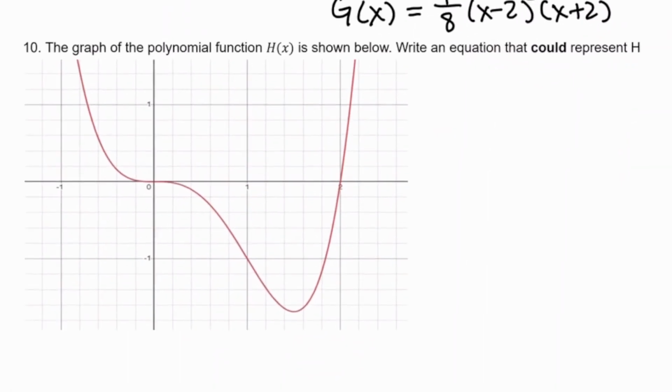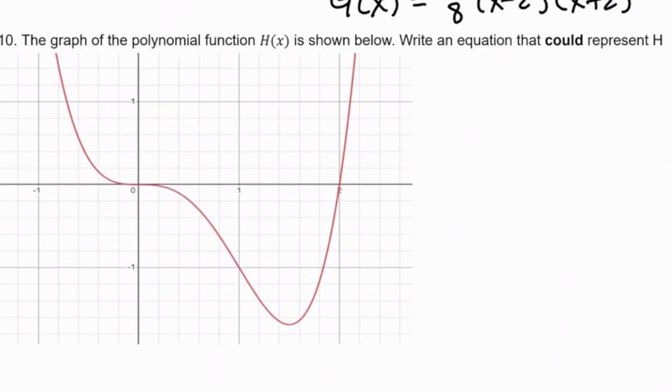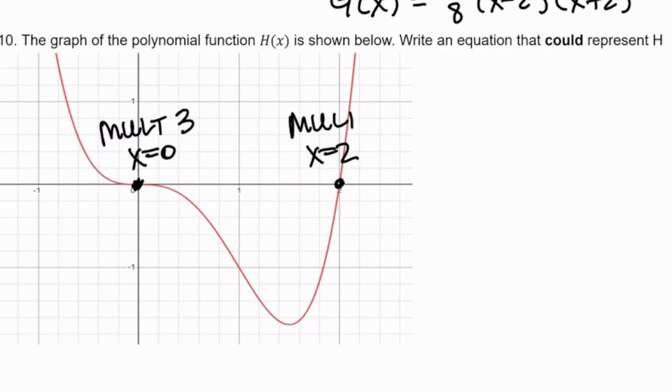Okay, number 10. At x equals 0, this looks like a triple root to me. The graph is hesitating as it goes through, so I'm going to say multiplicity 3. And then x equals 2 is going to be multiplicity 1 for sure, because the graph is passing through with confidence. So I'm going to say h of x is going to equal some constant a times (x minus 0) to the third power times (x minus 2) to the first power.